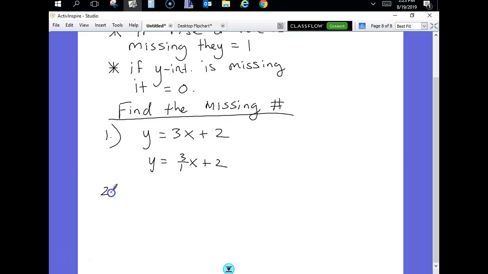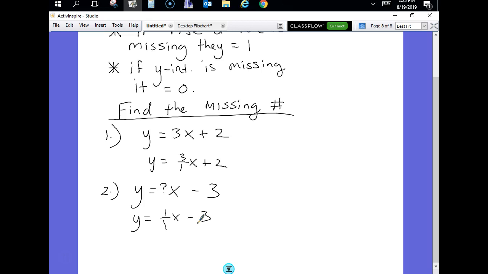All right, let's do another one. How about this? y equals x minus 3. Do I have a y-intercept? Yes, I do. I'm missing the number in front here. I'm missing the rise and run. What are the rise and run when they're missing? 1 over 1. So now can we graph it? Start at -3, up 1 over 1.